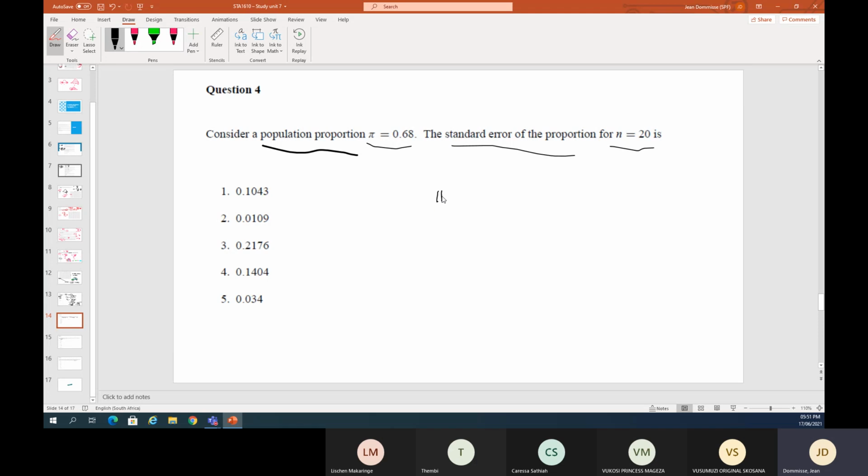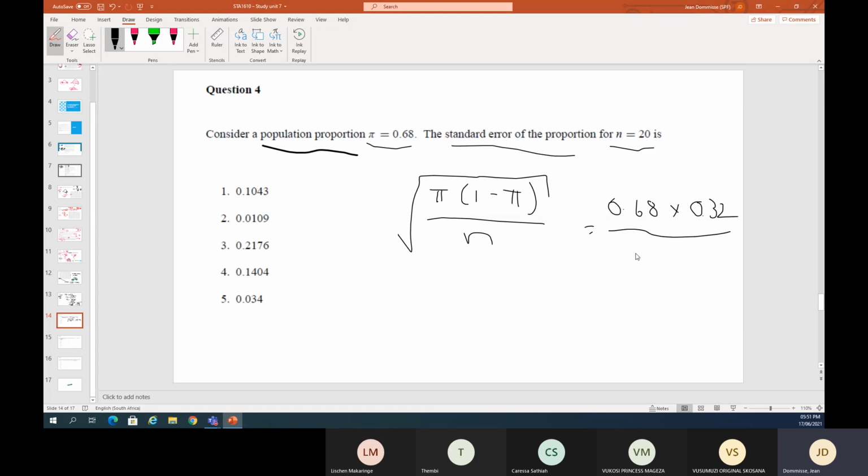Very similar, and I've written the formula on the previous page as well. Nothing new, follow the same process: 0.68 times 1 minus 0.68, which is 0.32, and that divided by the square root of, nope.